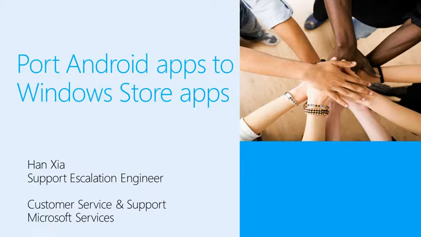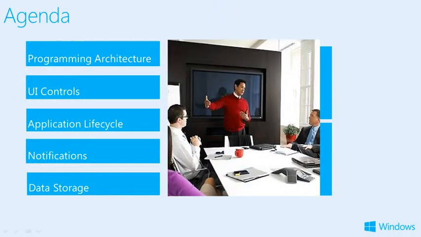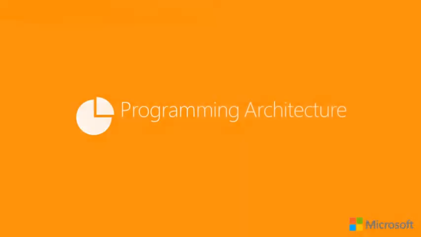After this course, I expect that you will know the difference between the two platforms and the best replacement when you port a certain feature to Windows Store apps. This session will be broken into 5 parts: programming architecture, UI controls, application life cycles, notification mechanisms, and lastly, data storage. Now let's first have a look at programming architectures.